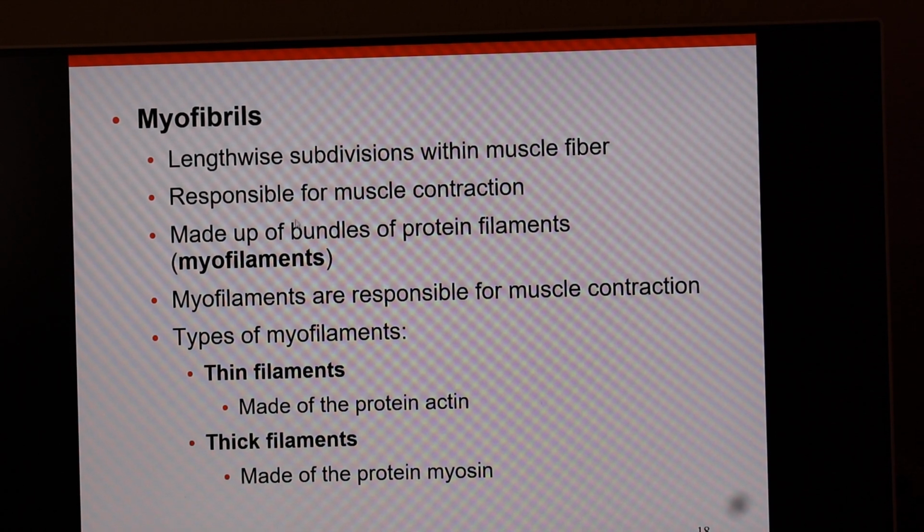Myofibrils are lengthwise subdivisions within the muscle fiber. They are responsible mainly for muscle contraction, and they are made up of bundles of protein filaments. These myofilaments are responsible for muscle contraction. Now there are 2 types of myofilaments. Number 1, thin filaments made of the protein actin, and thick filaments made of the protein myosin.